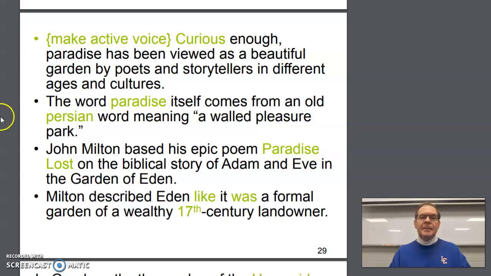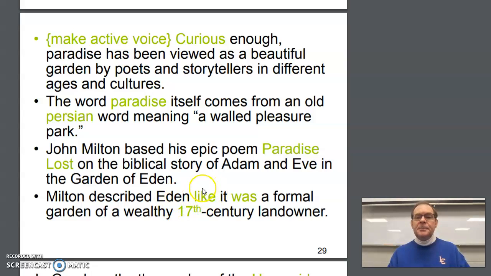Okay? John Milton based his epic poem Paradise Lost on the biblical story of Adam and Eve in the Garden of Eden. We underline Paradise Lost as an epic poem that is a book-length work. Milton described Eden like it was a formal garden of a wealthy 17th century landowner. Well, 17th right here is correct in MLA format. Most other grammar books would say to write it out.